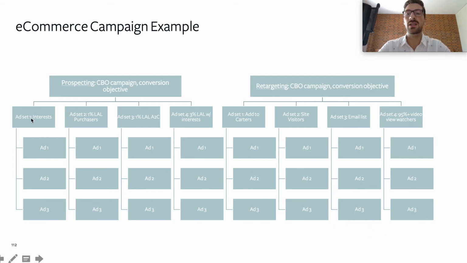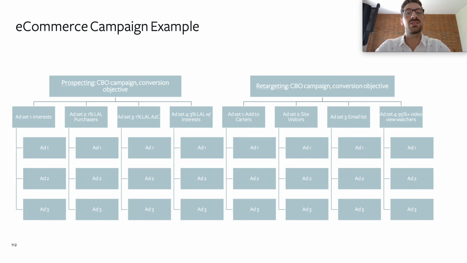Under your prospecting campaign, you have 4 ad sets or 4 audiences. And you could add more than this. I just don't want this slide to get too cluttered. The first one could be an interest-based audience, so targeting people based on their interests. The second one is a lookalike of your purchasers, and this will most likely be a very high-value audience for me. Number 3 is a lookalike of people who added to cart but didn't purchase.